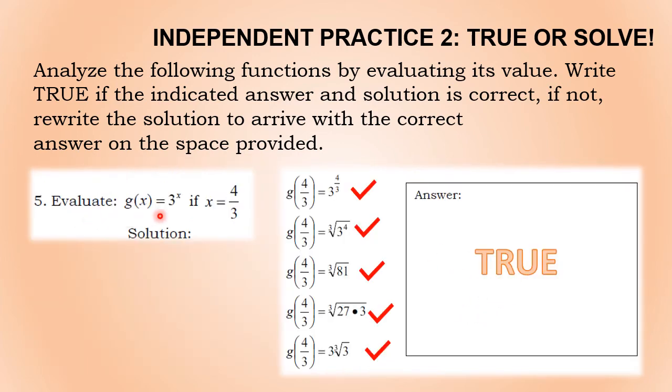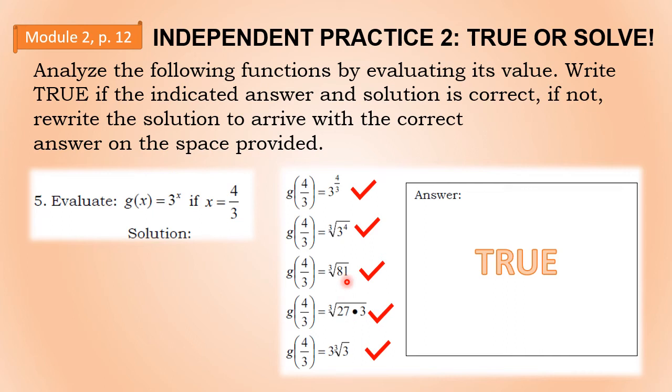Evaluate g of x is equal to 3 raised to x if x is equal to 4 over 3. So g of 4 over 3 is equal to, we replace x with 4 over 3 in the exponent, so that would be 3 raised to 4 thirds, and we convert it into its root form, so that would be cube root of 3 raised to 4. Then cube root of 3 raised to 4 is equal to cube root of 81.